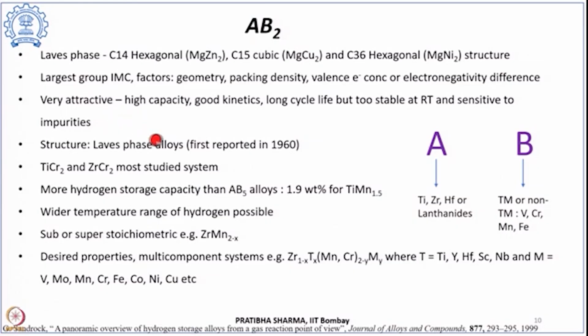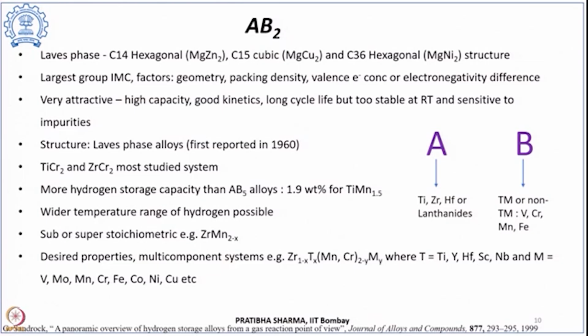So, the first such Laves phase structure was reported in 1960, and the typical most studied structures are titanium chromium 2 and zirconium chromium 2. Now, among these AB2 type of compounds, usually the A site could be either titanium, zirconium, hafnium or lanthanides, and the B could be either a transition metal or a non-transition metal including vanadium, chromium, manganese or iron. Now, instead of being ordered stoichiometric, these could be slightly sub or super stoichiometric, for example zirconium Mn 2 minus x.